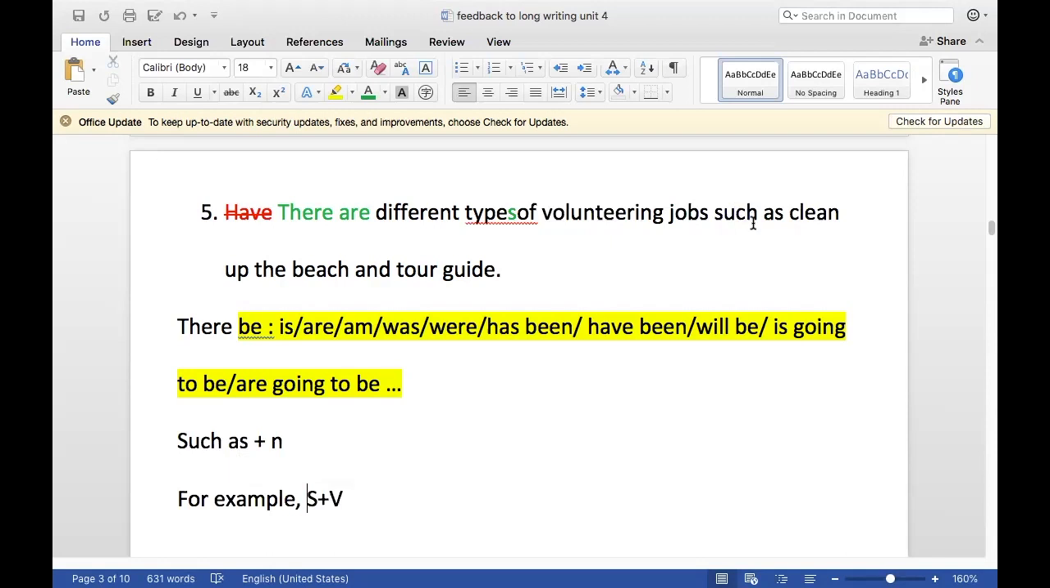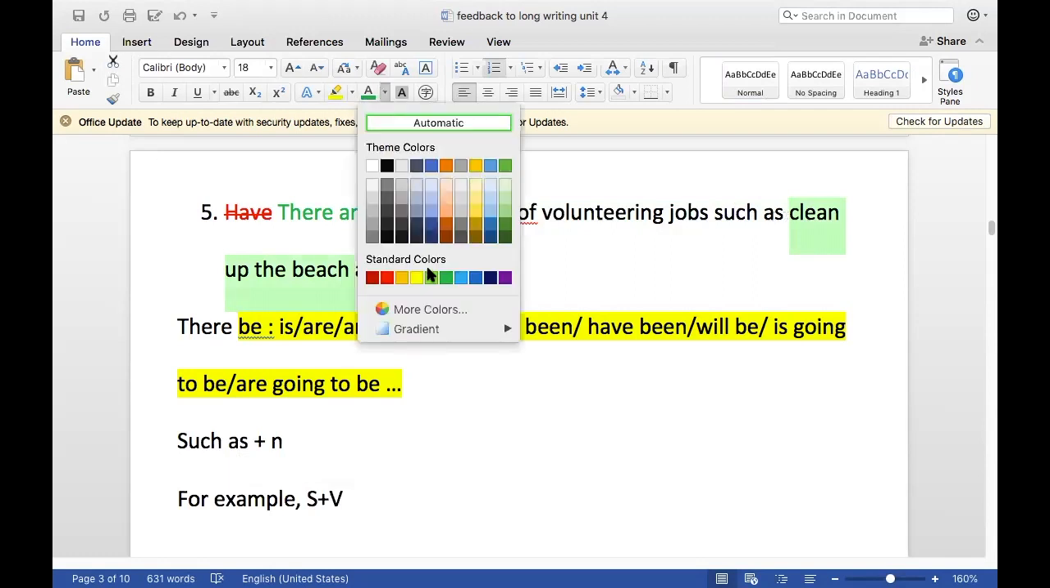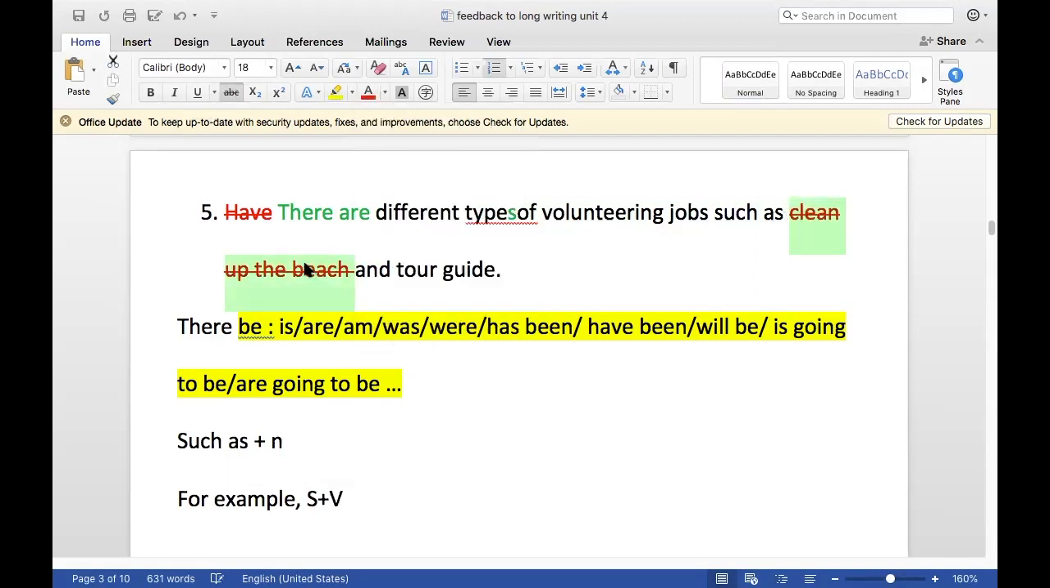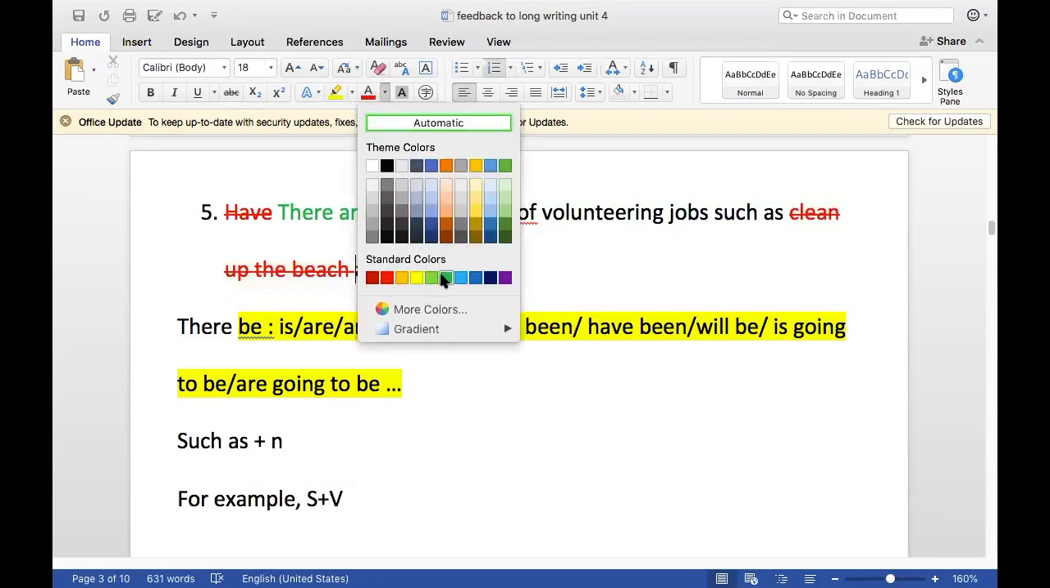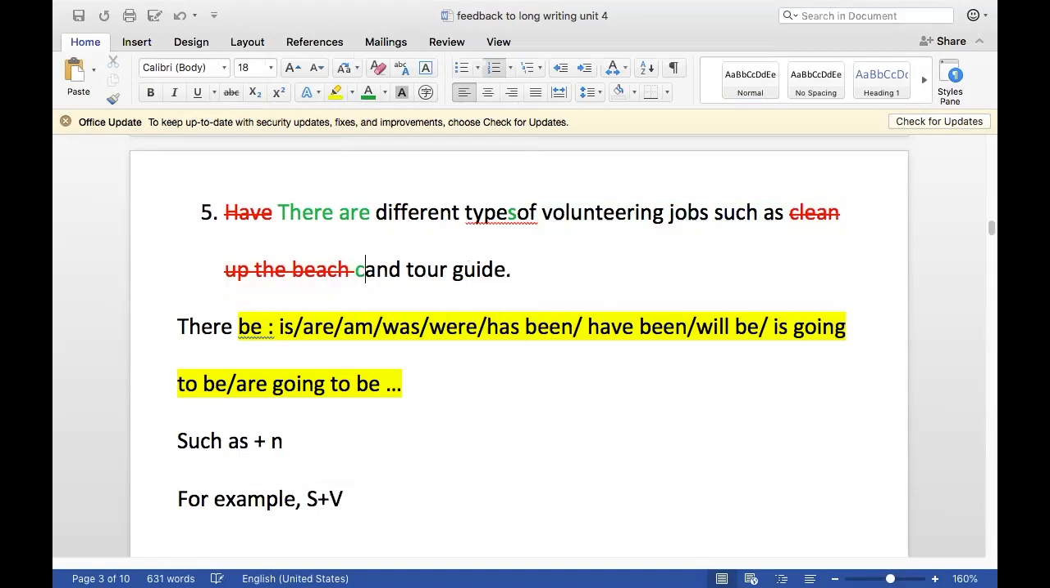So such as here, change them into nouns. Such as you can say cleaning up the beach, or actually a more common one is what we usually say, beach cleanups. It's a noun actually, beach cleanups. And tour guides, put an S here, tour guides. Okay, it's a noun. Beach cleanups is a noun in this case.